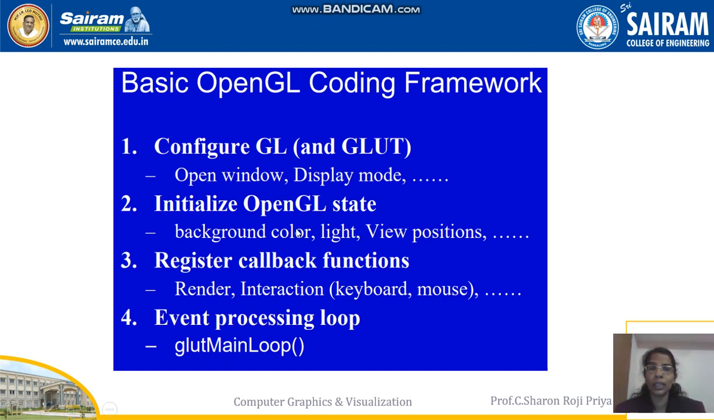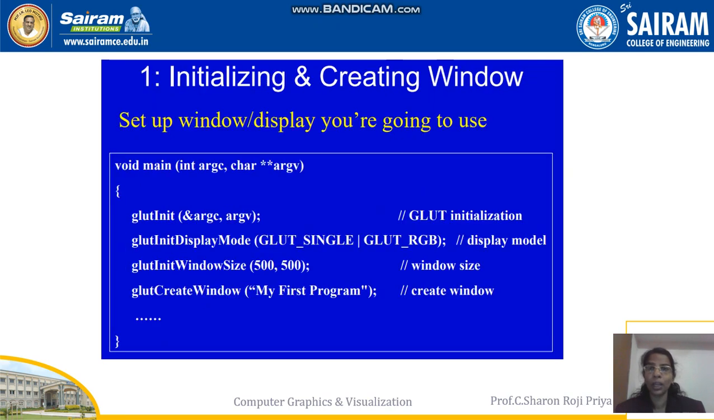Then I have to initialize the OpenGL state, register callback functions, and at last is the event processing loop. One by one we can see it. First one is initializing and creating the window. glutInit is used to initialize my GLUT library. I told you this GLUT library enables the interaction between OpenGL and the Windows system. I'll be getting the output in a separate window, so there should be interaction between OpenGL and the Windows system. That is done with the help of the GLUT library.